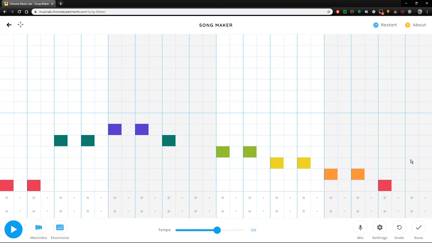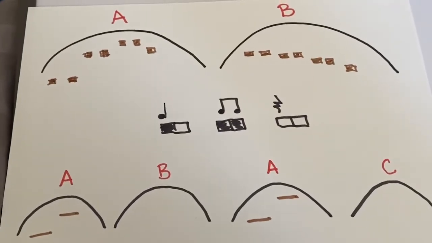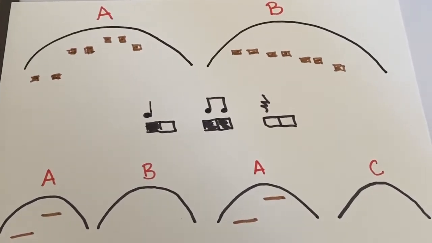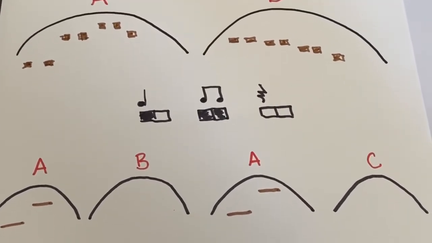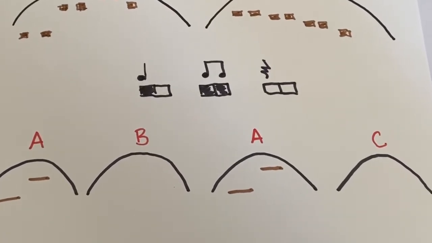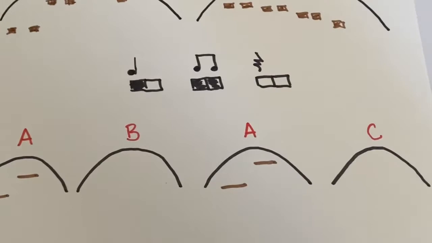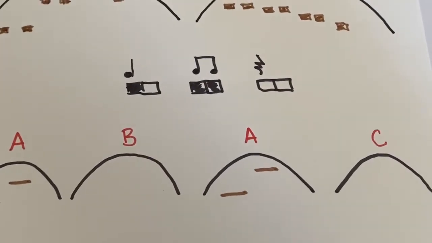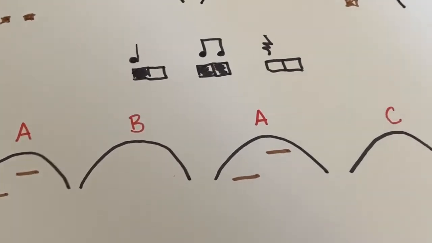What we're going to do next is we're going to go back to the sheet and we're going to take away these notes here and create our own phrases for this section. So now that we've had a little bit of experience creating a melody in Google Music Lab Song Maker, we're going to take one part of that melody and keep it. And then in the spaces in between, we're going to make our own melody.